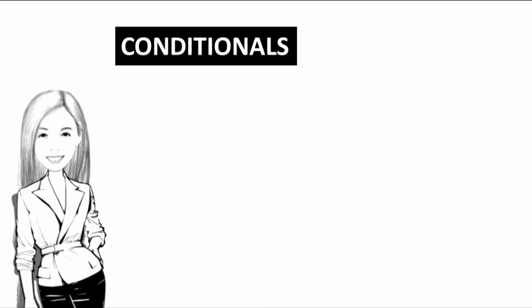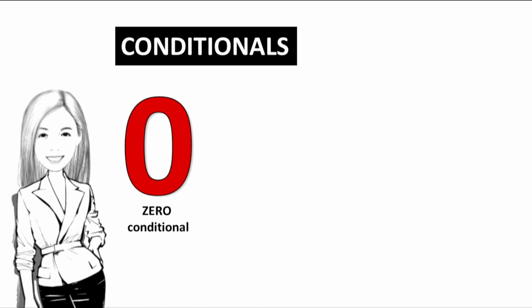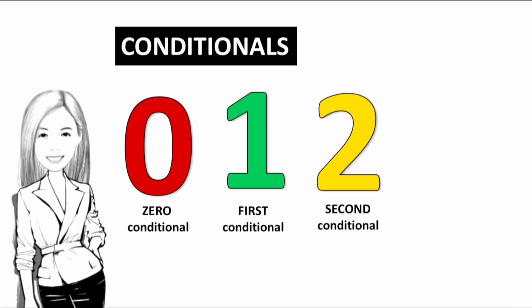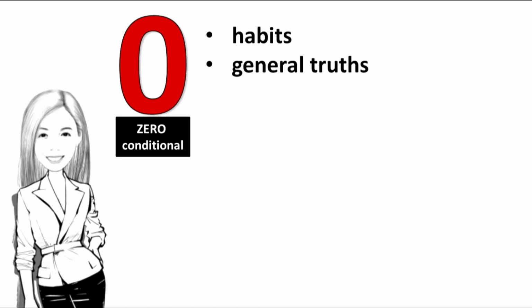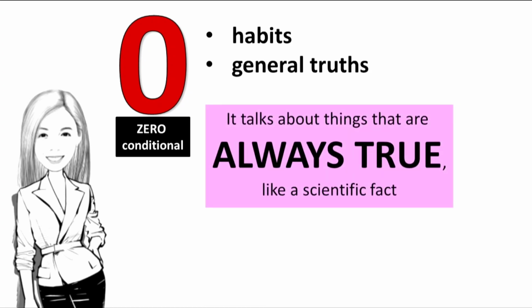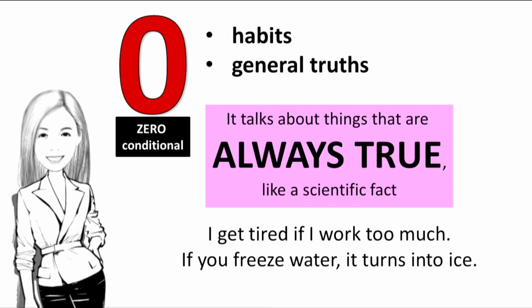This time, we are going to talk about the four conditionals. The zero conditional, first conditional, second conditional, and third conditional. Let's start with the zero conditional. Zero conditional pertains to habits or general truths. It talks about things that are always true, like a scientific fact. For example, I get tired if I work too much. It is true, right?